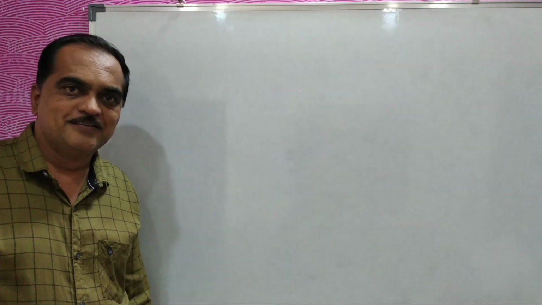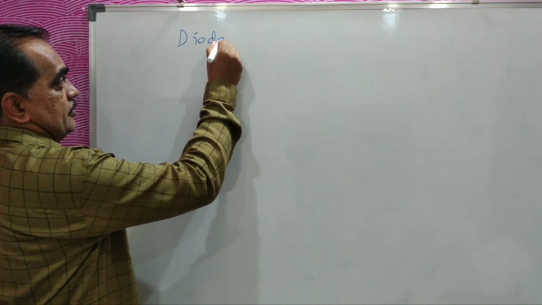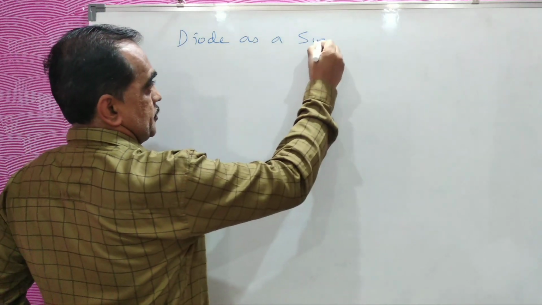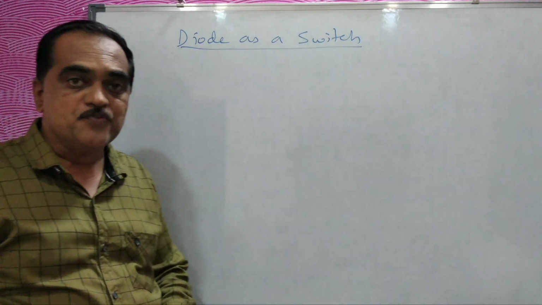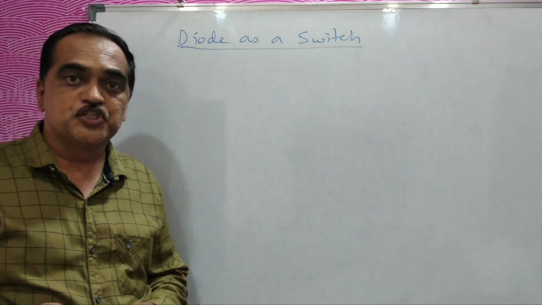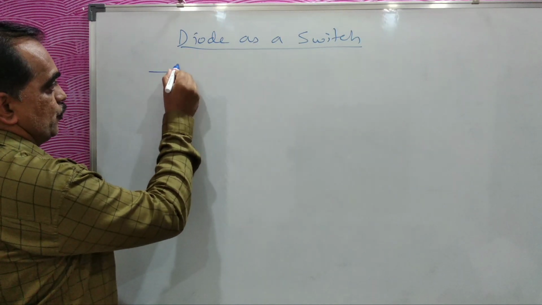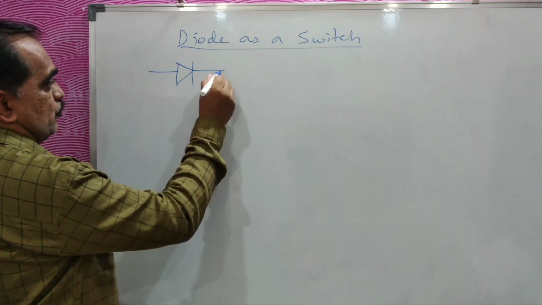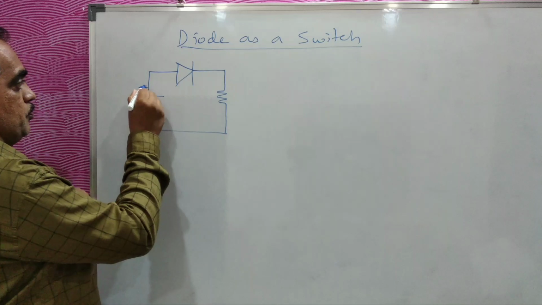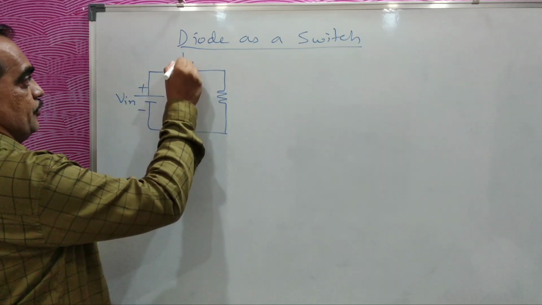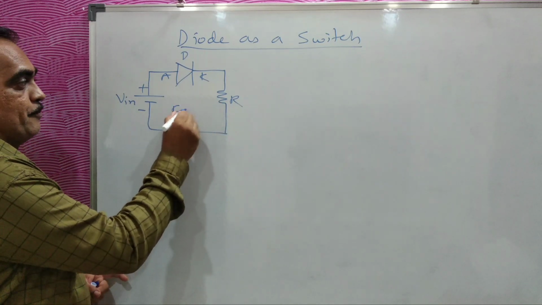Now students, we'll see the second application, diode as a switch. In this case it is very simple. You have to consider the two biasing conditions of the diode, forward bias and reverse bias. For example, I will show you the first one. This is your forward bias, positive negative, V in, and this is your diode, this is anode, this is cathode, this is resistance. So this is your forward bias.